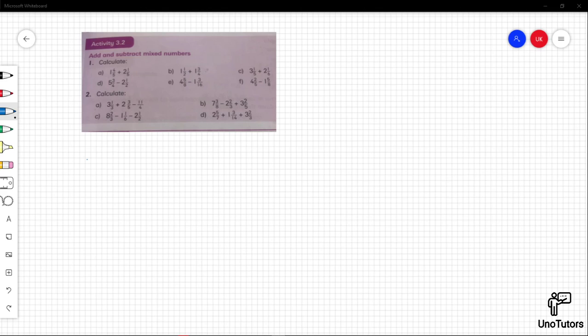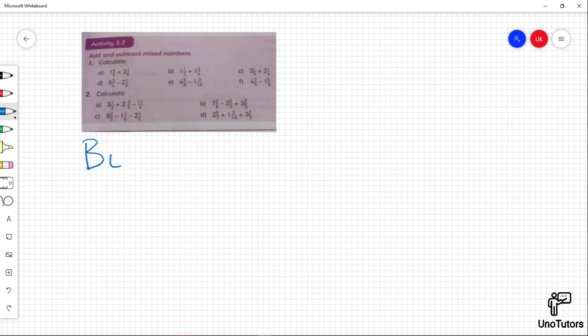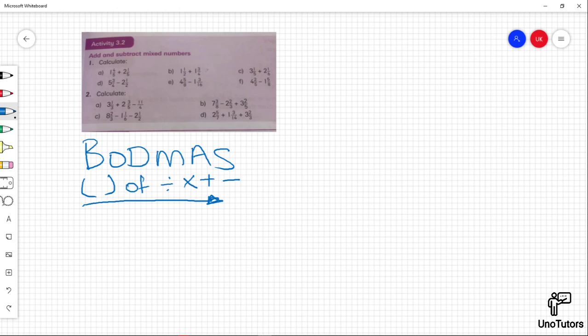We are going to look at question 2. This is basically the adding and subtracting of mixed fractions, so you must take into consideration BODMAS. You first start with brackets, then of, and then you have to divide, then multiply, add, subtract. So obviously you have to solve this considering that format.